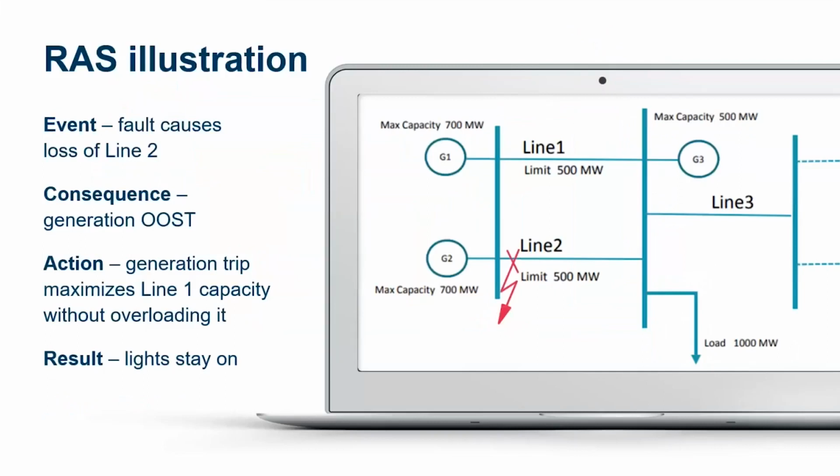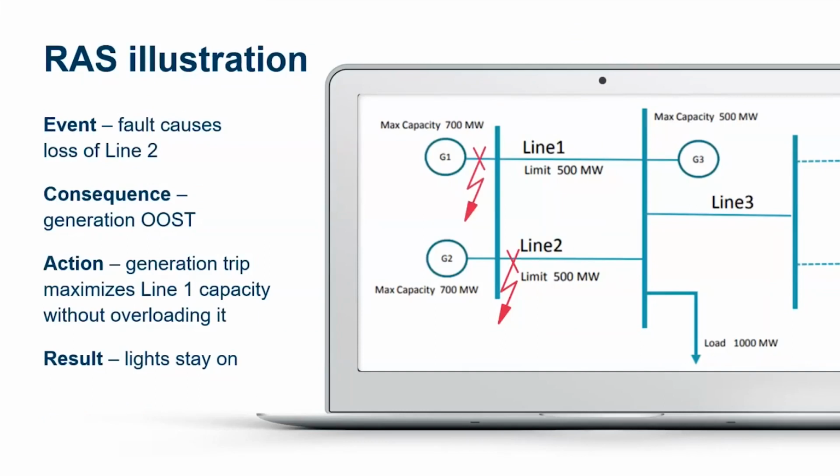Let's take a look at this in a simplified example. When there is a fault on line 2, the impedance between generation and load increases, causing an increase in the power angle. If a corrective action is not taken swiftly, loss of synchronism or out-of-step tripping may occur at the generation facility. There can be a scenario where the remaining line may also trip due to an overload.